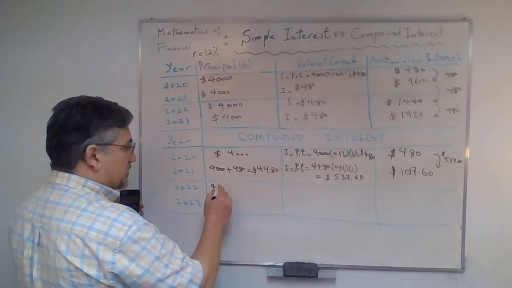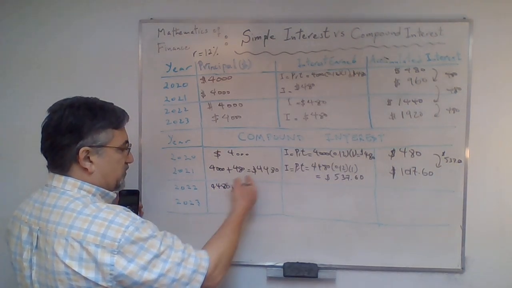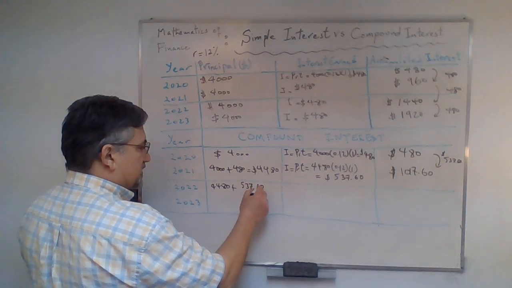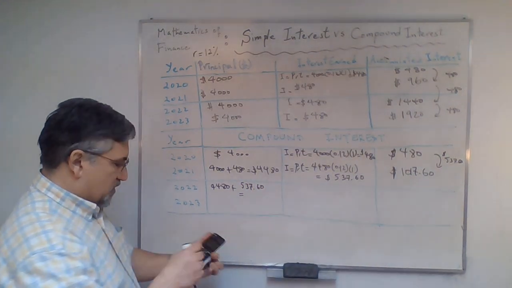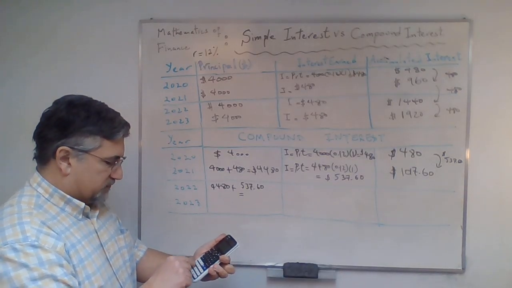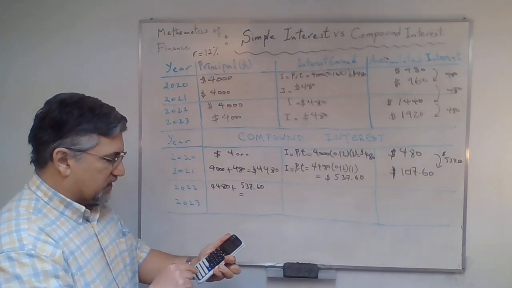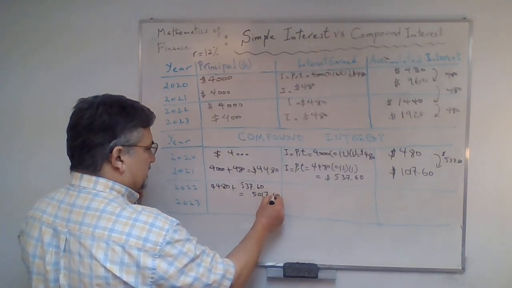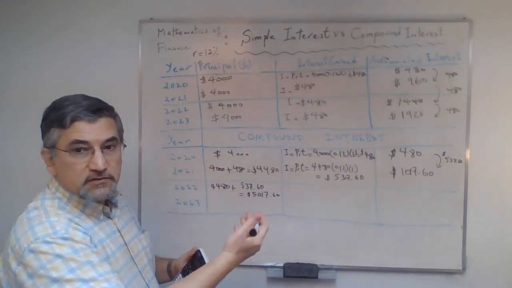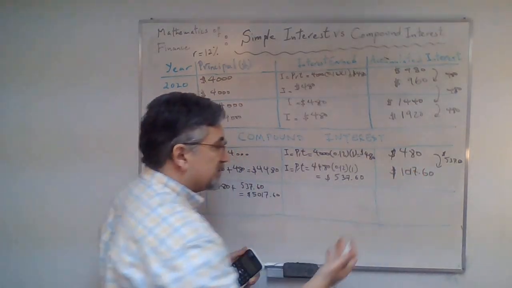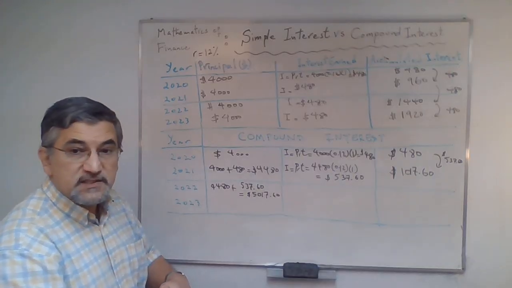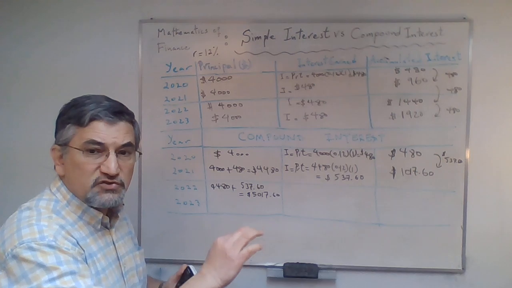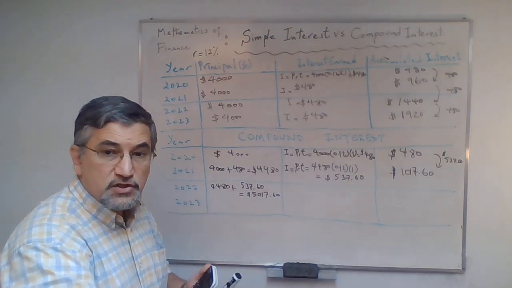So $4,480 was the previous principal. And now we added $537.60. So this would be how much? 4,480 plus 537.60. And that gives you $5,017.60. In other words, $4,000 principal plus the accumulated interest. That would be $5,017.60. Now, this is the new principal, which has to be used as a basis for the calculation of interest for the beginning of the third year.